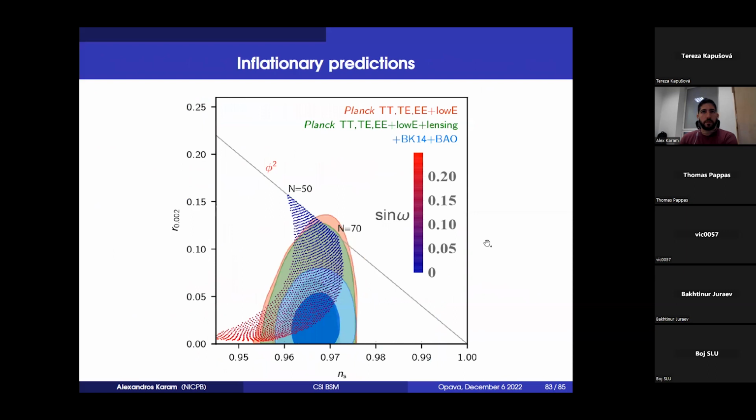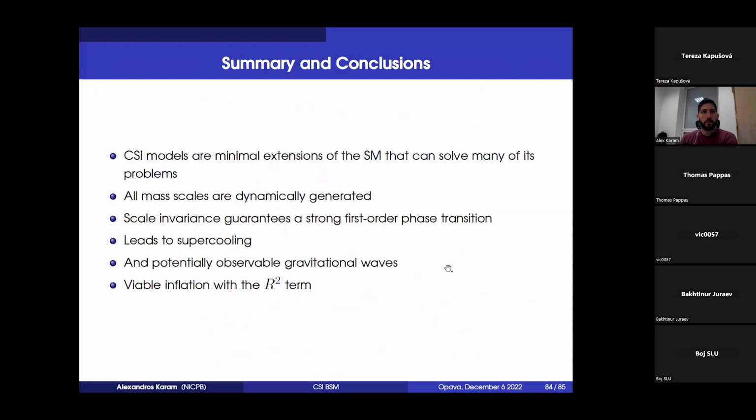But let me just skip to the conclusions and say that scale invariant models are minimal extensions of the standard model that can solve many of its problems. In them, all mass scales are dynamically generated. What's nice about them is that a strong phase transition is guaranteed due to the shape of the potential. This can lead to supercooling and potentially observable gravitational waves.